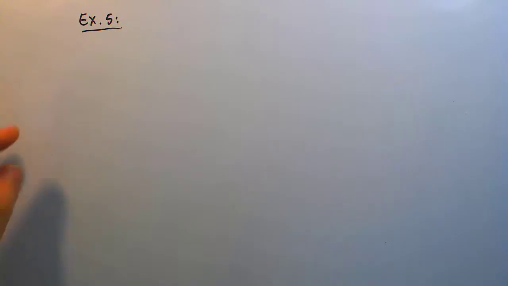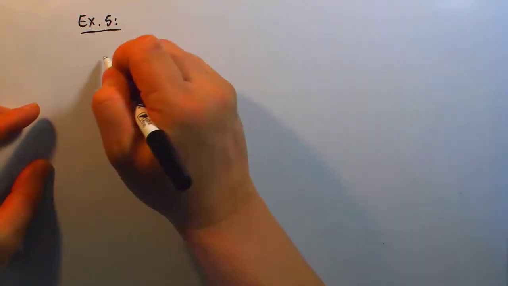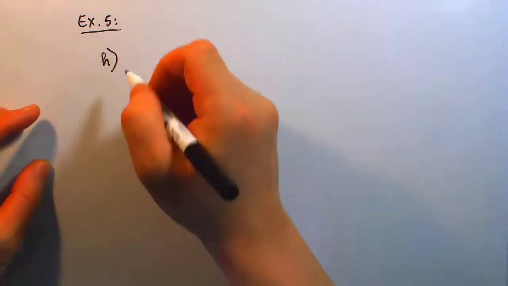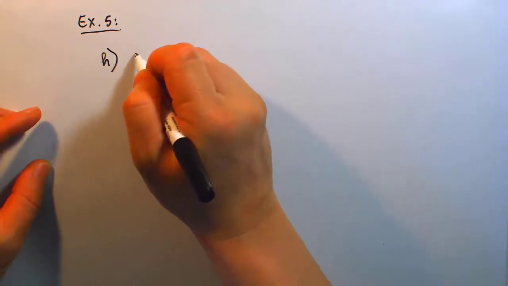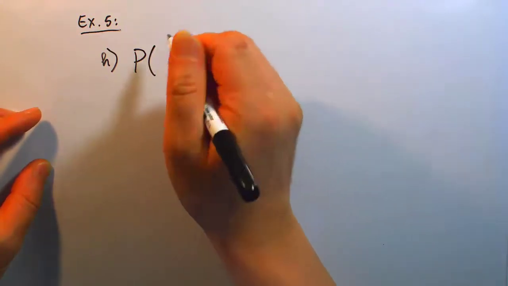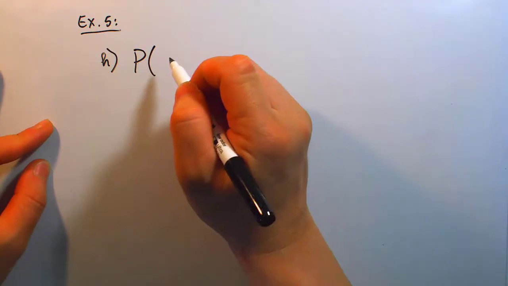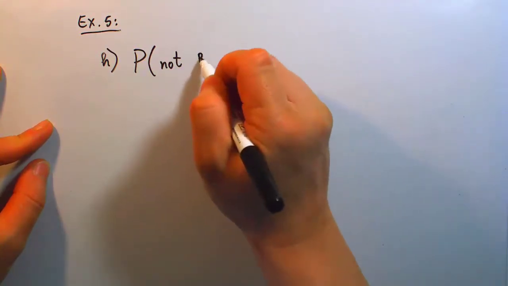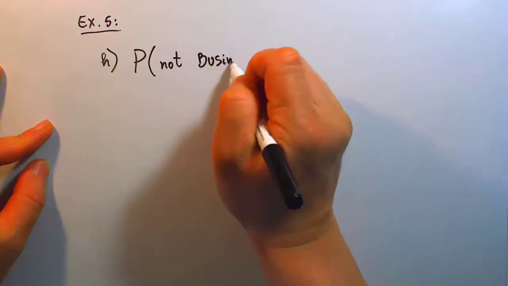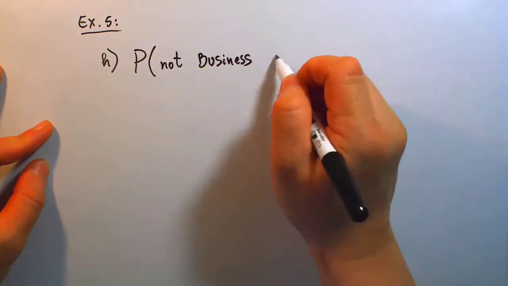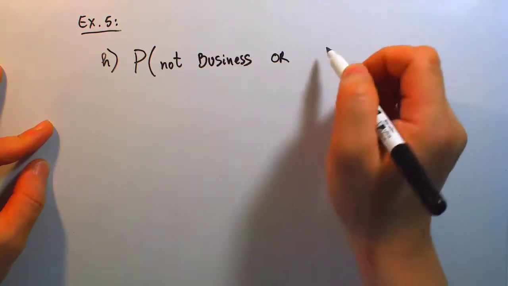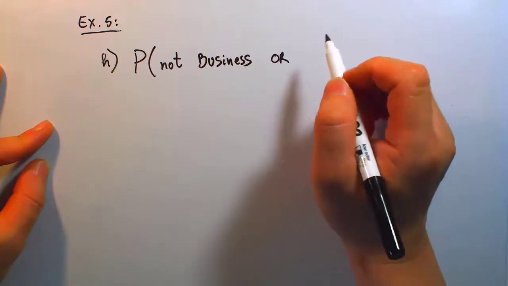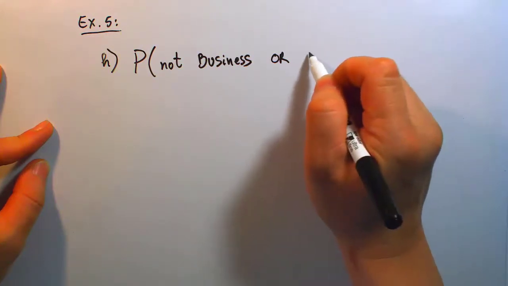Let's now see part H of the example. Find the probability of not business or being in junior class.